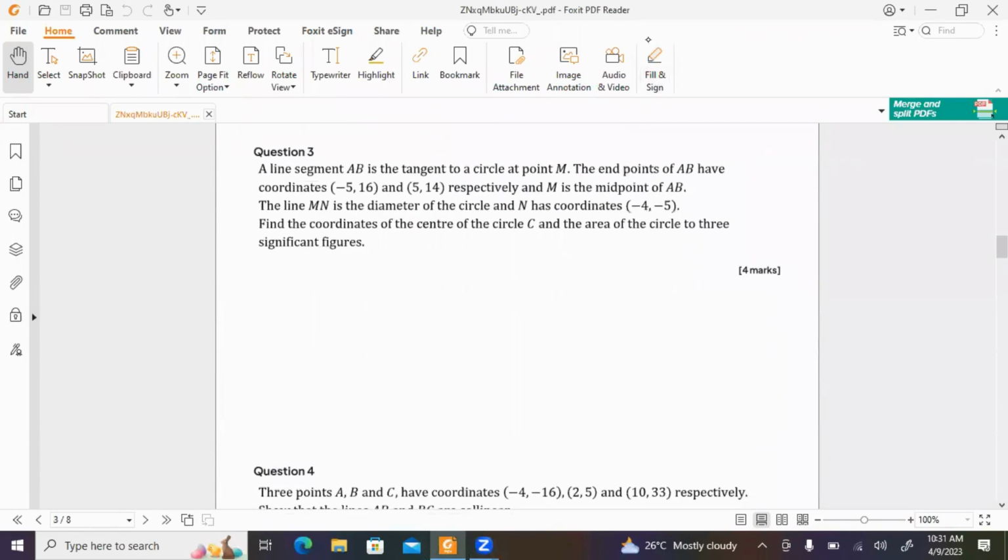Question 3 says, a line segment AB is the tangent to a circle at point M. The endpoints of AB have the coordinates (-5, 16) and (5, 14) respectively, and M is the midpoint of AB. The line MN is the diameter of the circle, and N has coordinates (-4, -5). Find the coordinates of the center of the circle, C, and the area of the circle to 3 significant figures.